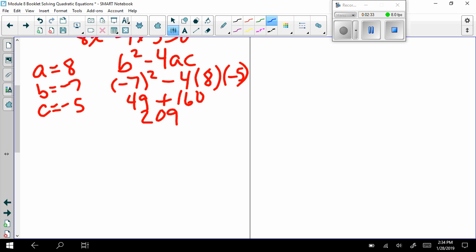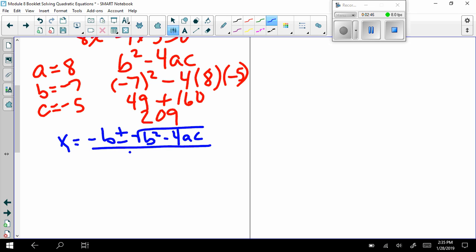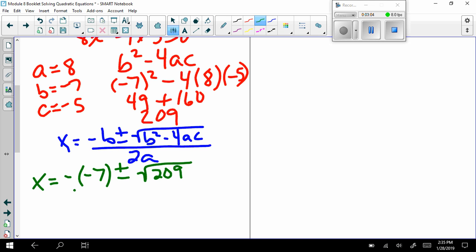So now I'm going to go in and do my full quadratic equation. The quadratic formula is negative b plus or minus the square root of b squared minus 4ac all over 2a. And I'm going to plug in. So I'm going to get negative 7 plus or minus the square root of 209 all over 2 times a.